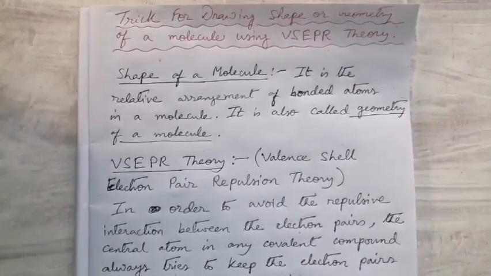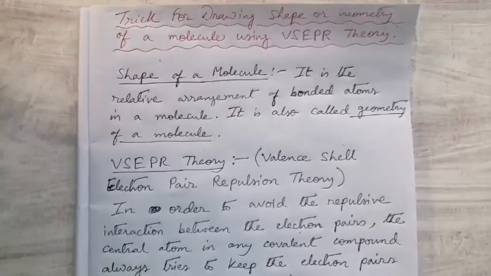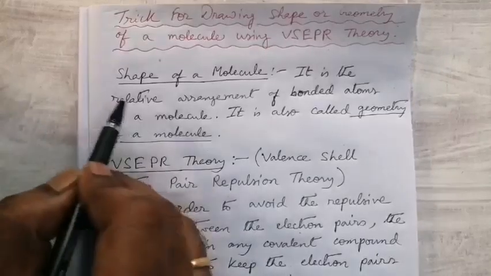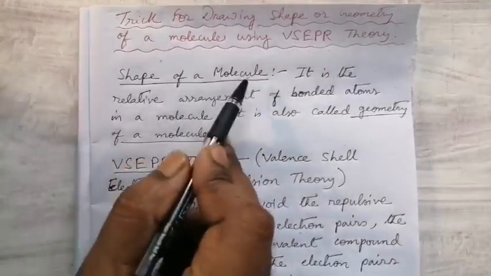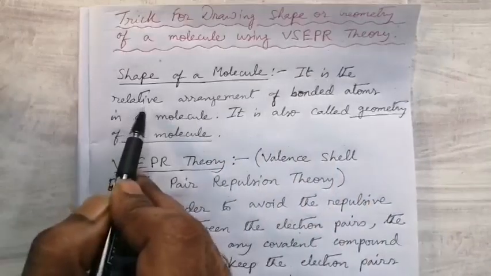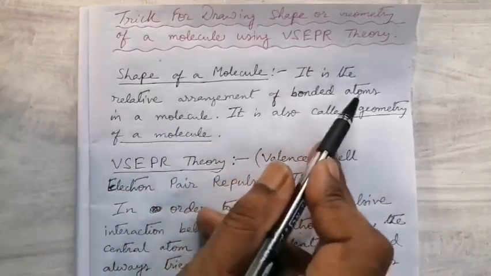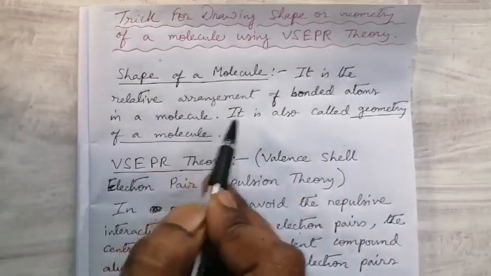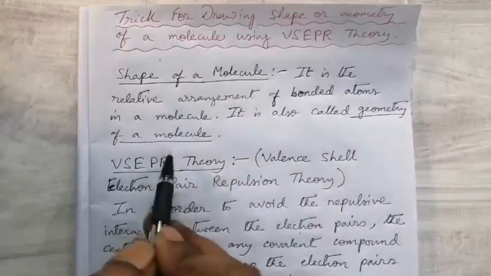Today we will learn the trick for drawing the shape or geometry of a molecule using VSEPR theory. Now before going into VSEPR theory, we should know what is meant by shape or geometry of a molecule. The shape of a molecule is the relative arrangement of bonded atoms in a molecule. It is also called geometry of a molecule.